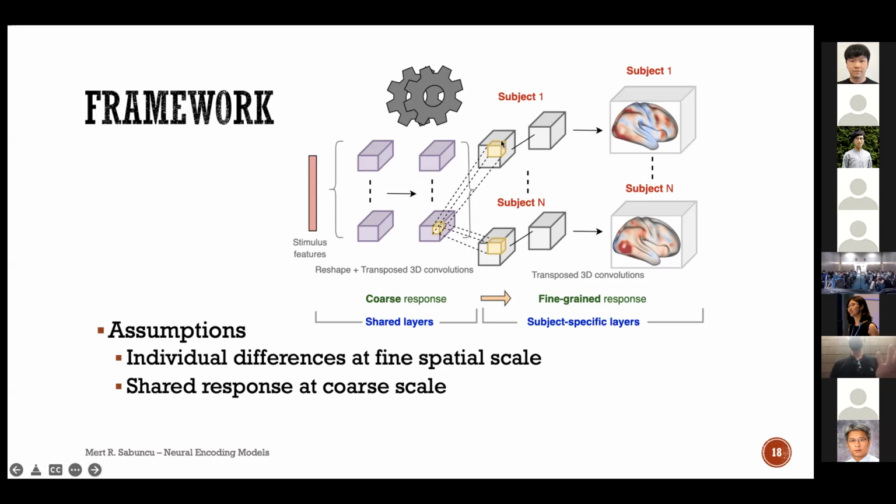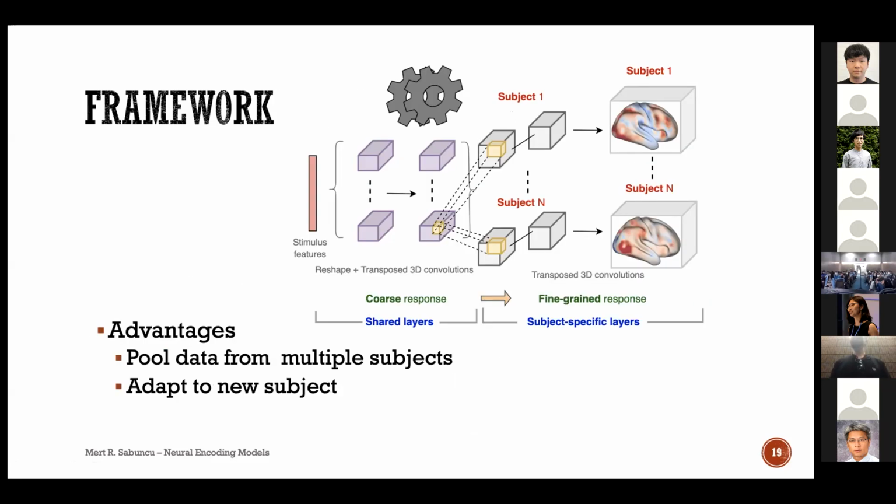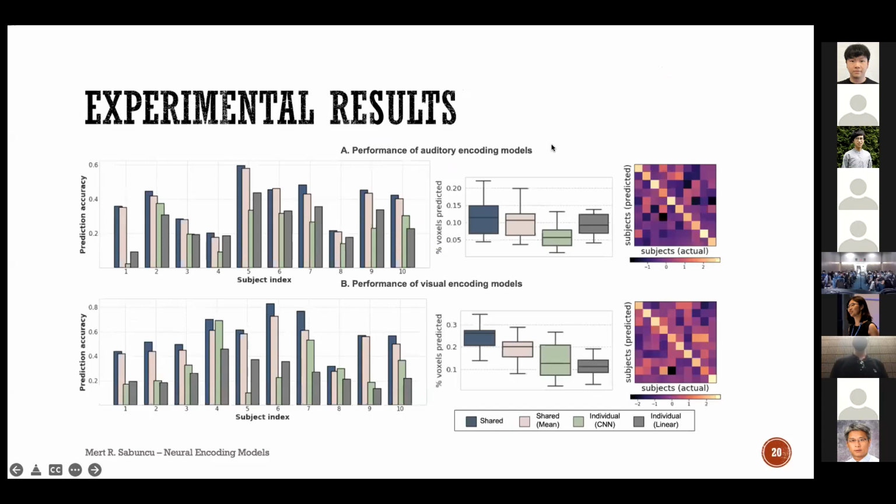And then we have subject level refiners. These subject level refiners take the predicted fMRI response for the population and turn it into a subject specific high resolution fMRI response using transposed convolutions. This part is unique to that individual, and the first part, the coarse response model, is shared across individuals. This allows us to pool data across individuals and learn this efficiently, and then there are not that many parameters left over to fine tune for each individual.